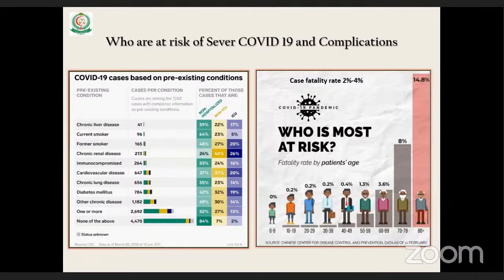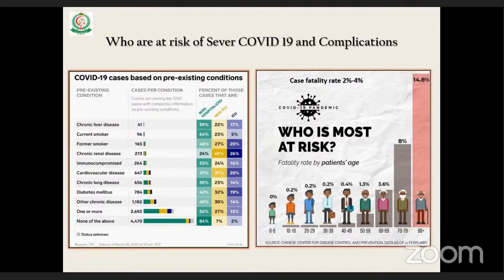The graph on the right side was from a study published in China. They correlate, as you can see, the mortality rate with the age. So those at age 80 and more have a mortality rate of around 15%, 70 to 79, 8%. The younger the patient is, the lower the mortality. As you can see, in the younger age group, below 10 years, they have zero mortality.